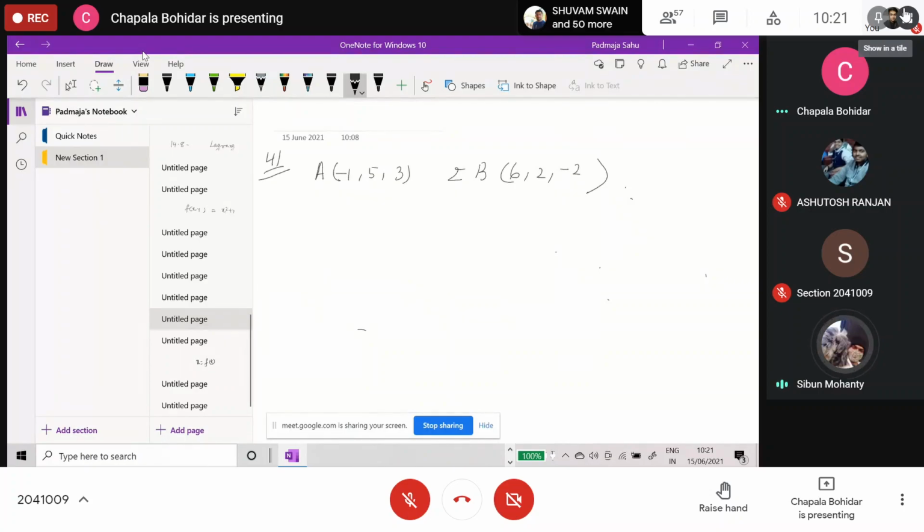14x minus 6y minus 10z is equal to 9. Yes. Have all of you done it? After that, 41. Is there any assignment question?